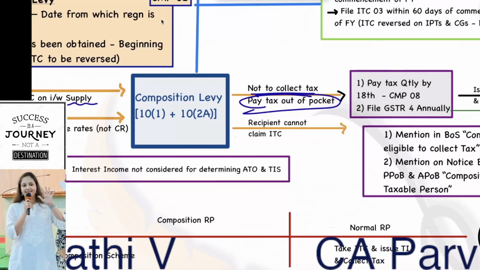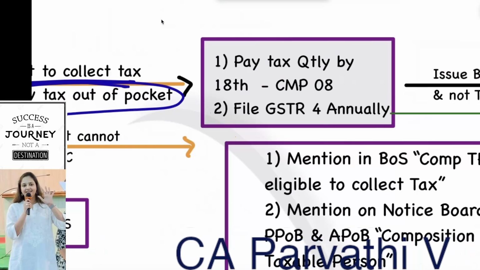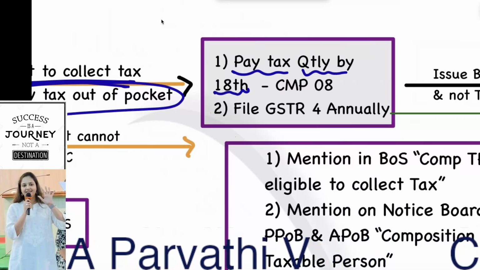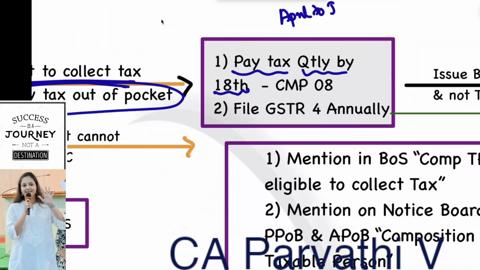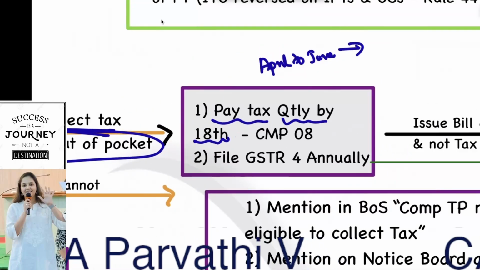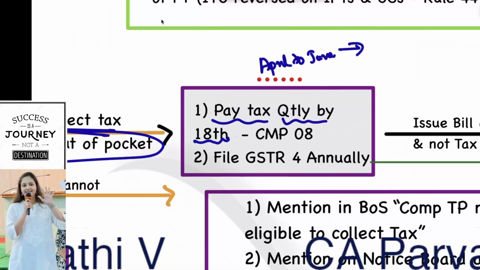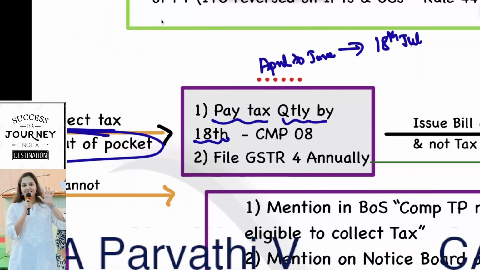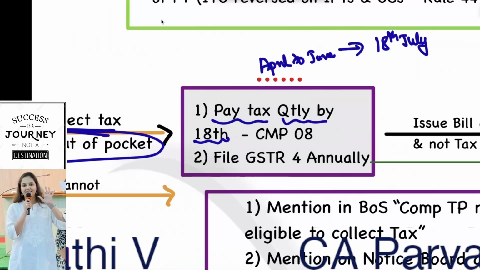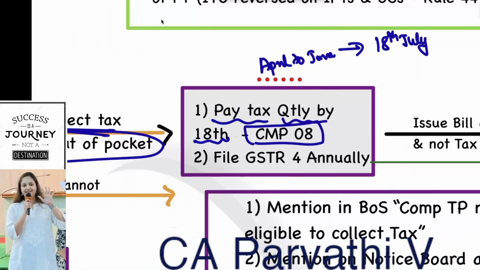See, a composition registered person pays his tax quarterly by 18th of the next month. That is for the quarter April to June. He will be paying this tax. What tax? That 1%, 1% or 5%. That tax he will be paying on or before 18th July. That is the due date for him to pay taxes, and he'll be filing it in form CMP 08.